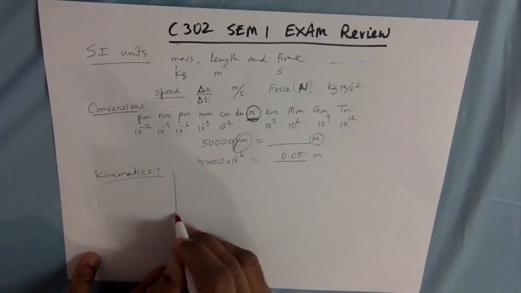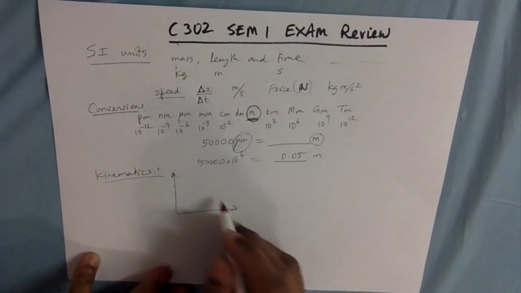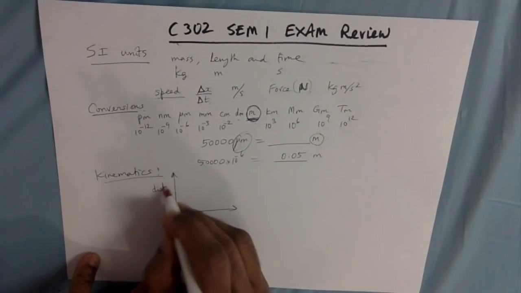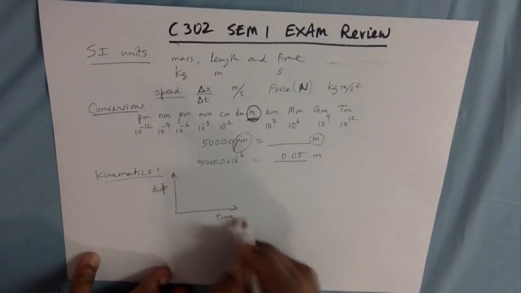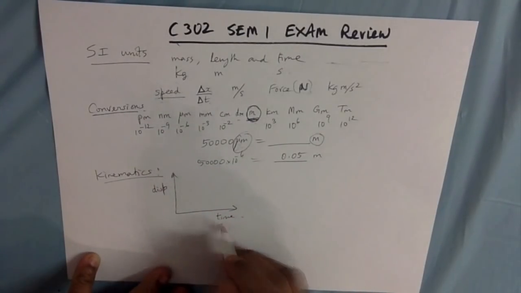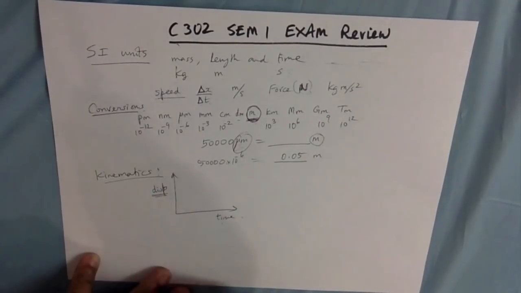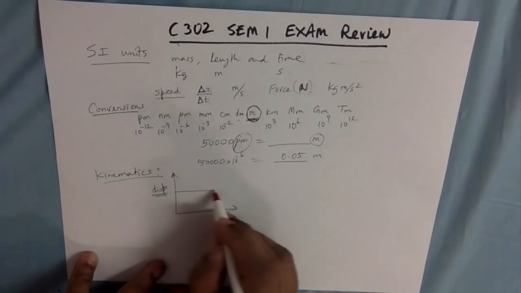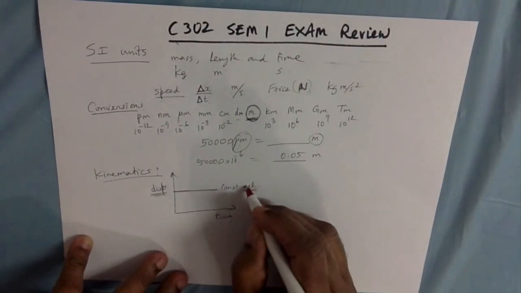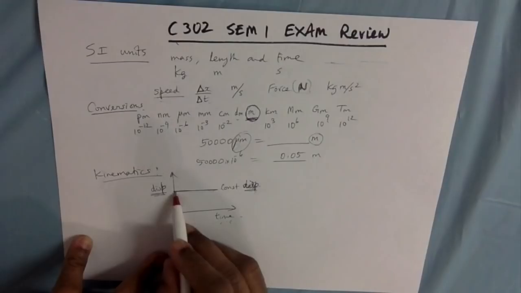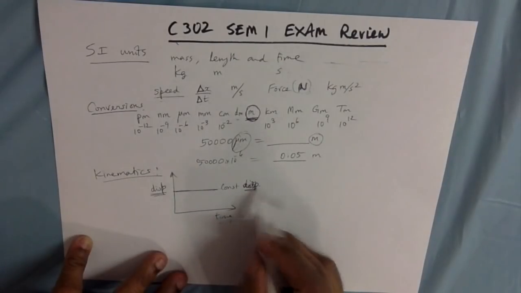So if I draw a graph of distance or displacement versus time, on the displacement versus time graph, displacement is a vector quantity, it has a direction, and therefore when I draw a line like this, it means constant displacement. This is displacement, and this simply means that it is a constant displacement.